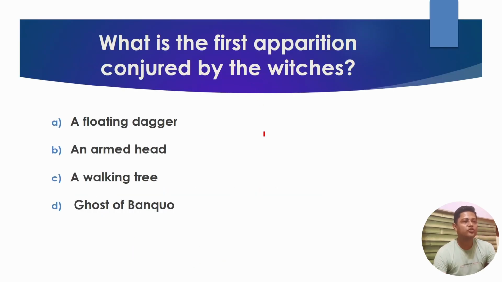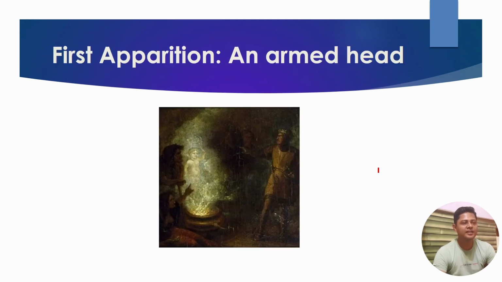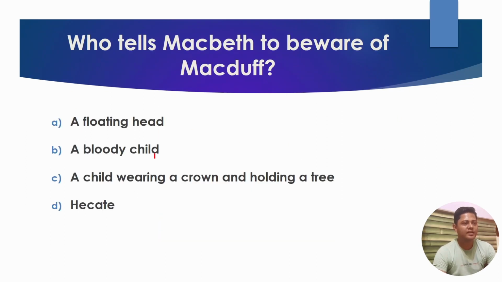The next question is, what is the first apparition conjured by the witches? The correct answer is an armed head, option B. So this is the first apparition. The next question is, who tells Macbeth to beware of Macduff? So this is told by the first apparition, that means a floating head or an armed head.